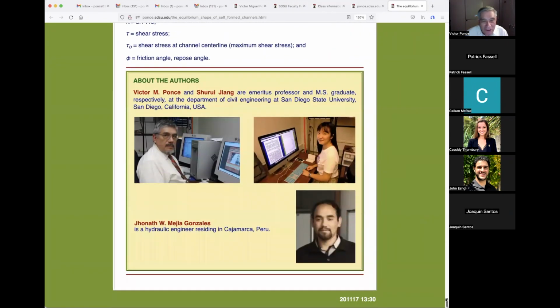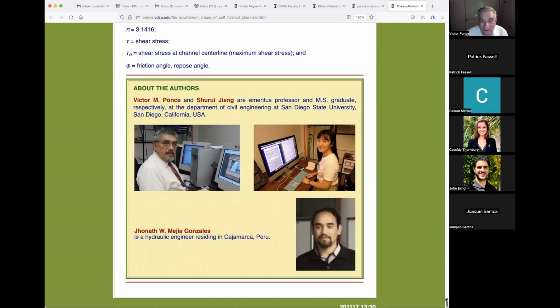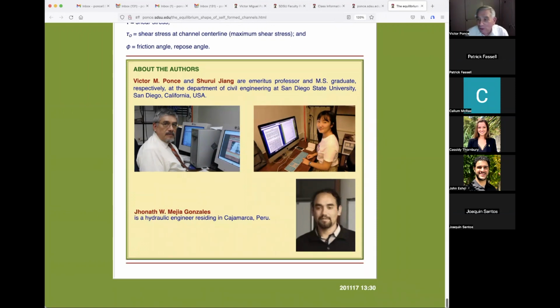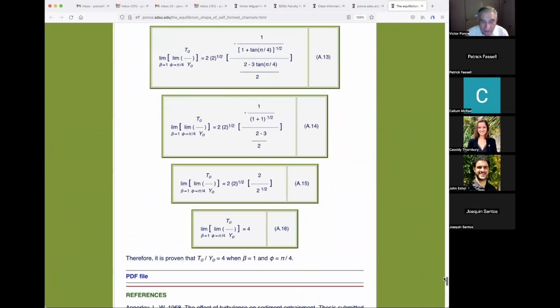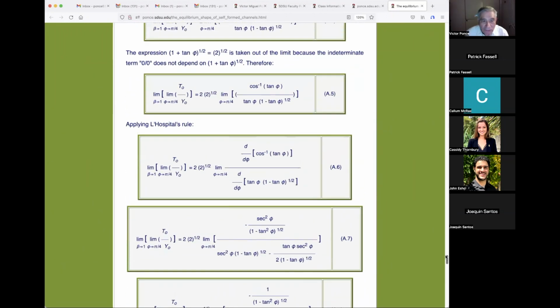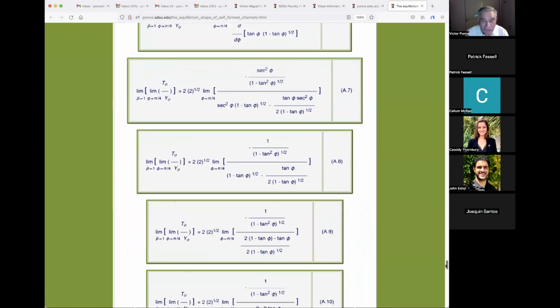Here we have the authors, myself and Shiroi Jiang, who did most of the work of transcribing the JPEG image into HTML. That's because she wanted to learn HTML. Actually, I told her, Shiroi, you should learn HTML, and she said, yeah, fine, professor, whatever you say. I said, well, I'm going to give you something you can learn, and that's the way to learn. And this is Jonathan Mejia, who put this demonstration of the limit applying L'Hopital's rule, I believe, right?